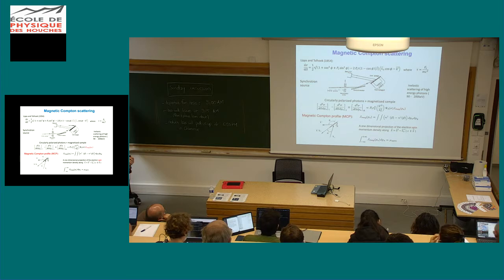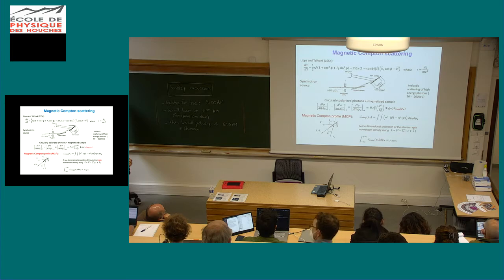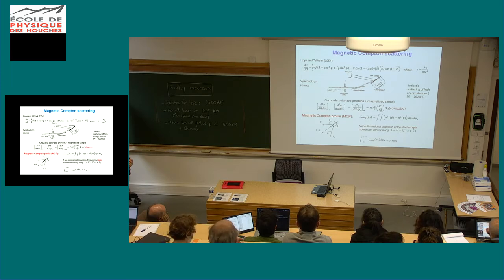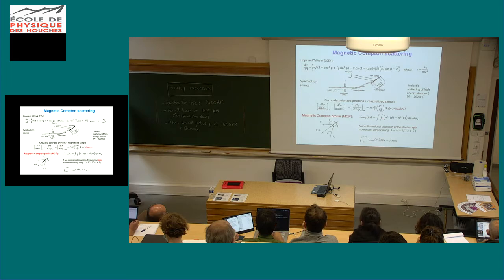By using circularly polarized photons and by inverting the magnetization, one could record these differential cross sections, and subtracting them, one gets information about what is called here the magnetic Compton profile of the electrons of the target. Or another way to get this information is to revert the hand of the circular polarization for the circularly polarized photons. And you can see here the magnetic Compton profile, which is an integral of the density of momentum of the electron spin up minus spin down integrated in a plane perpendicular to the scattering direction.